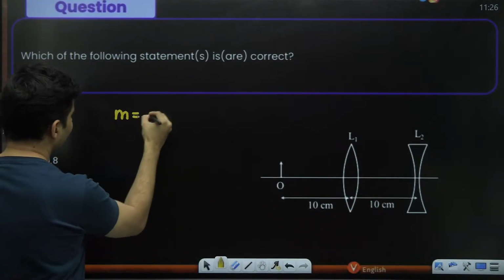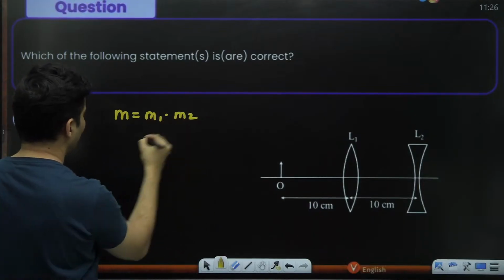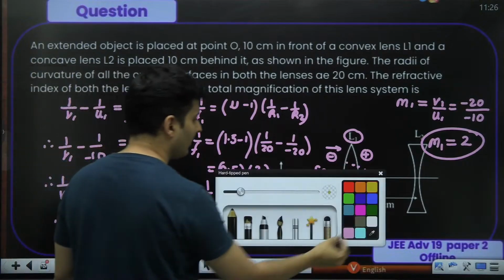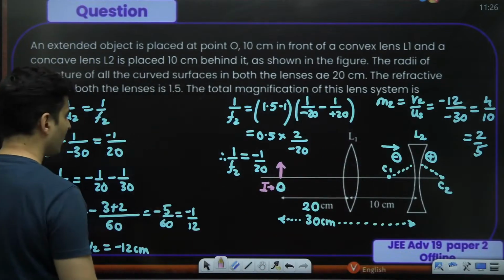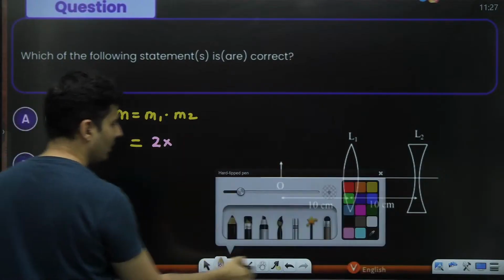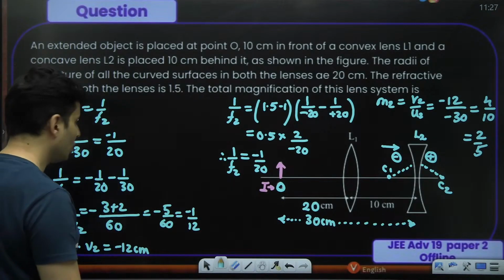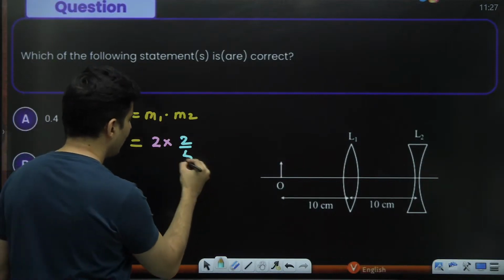So our total magnification will be magnification 1 into magnification 2. What was the first magnification? First magnification was just the number 2. What was the second magnification? Second magnification was 2 by 5.